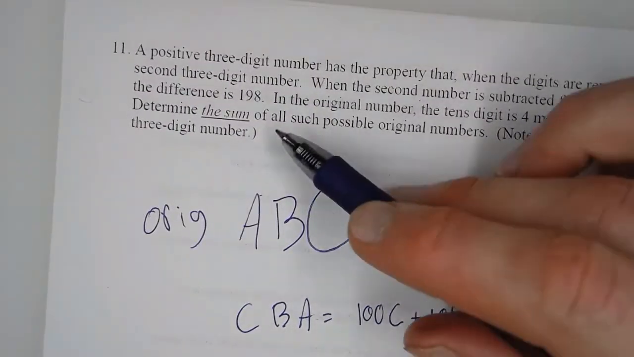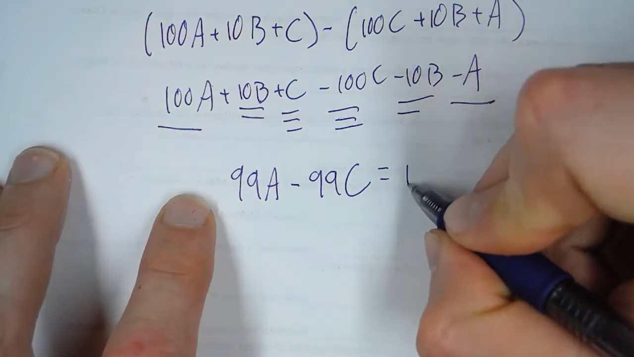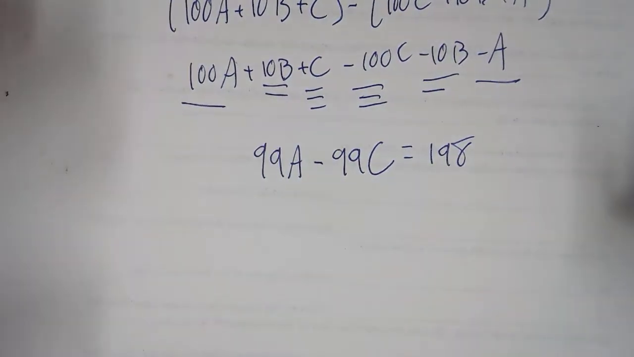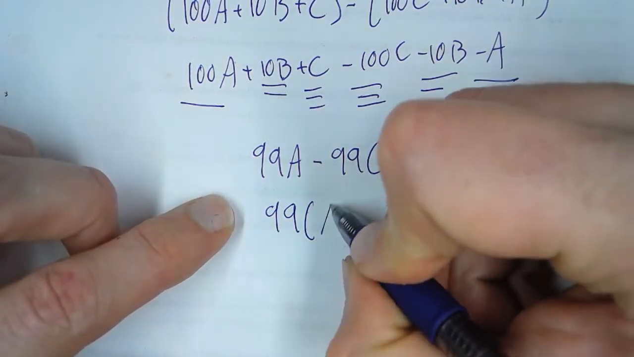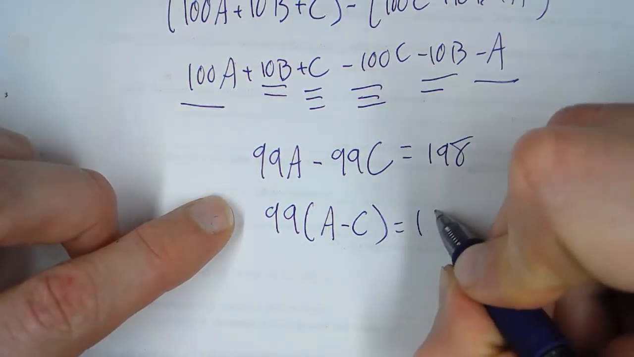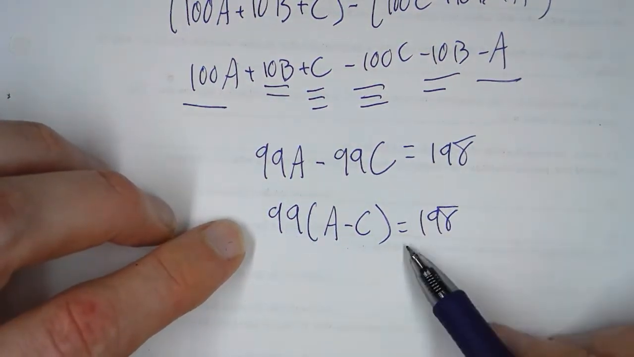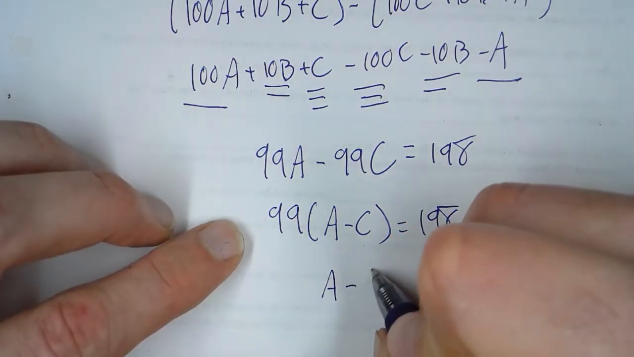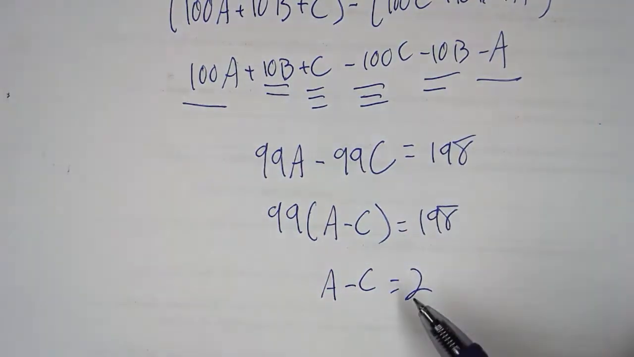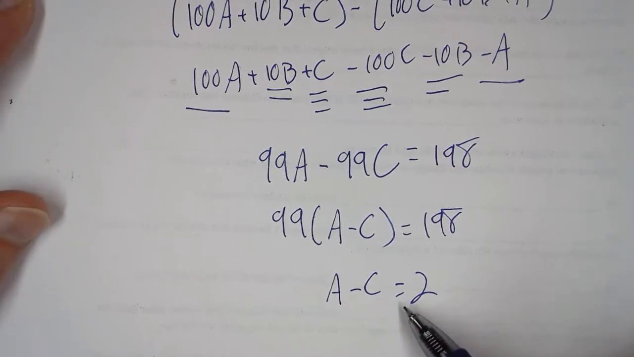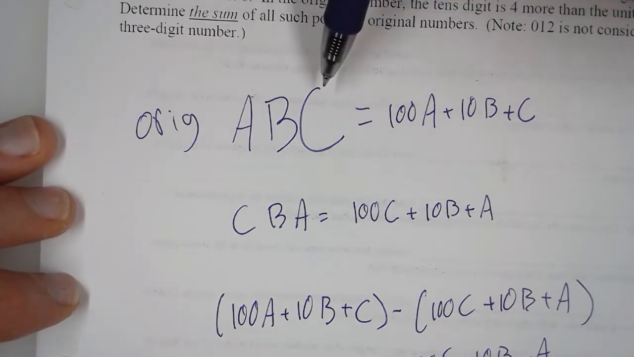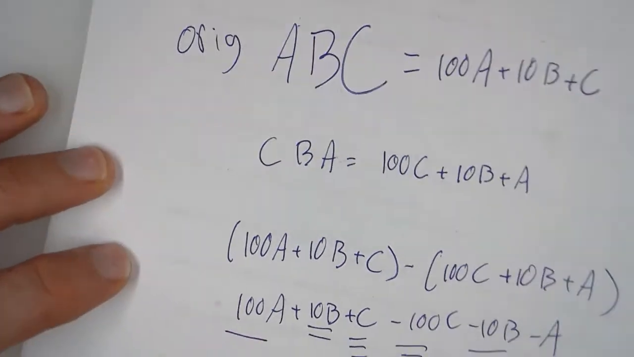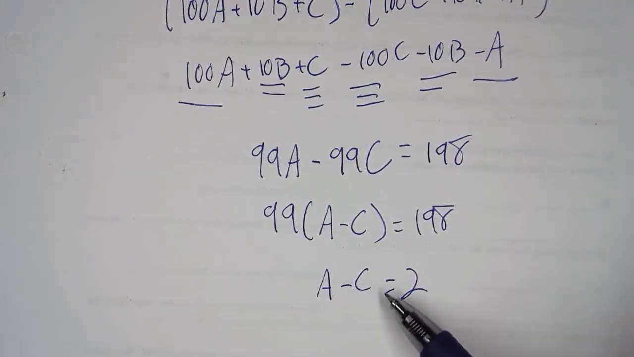But they tell us that the difference is 198. All right. Now these two terms have 99 in common, so we can factor it out. 99 times (A minus C) equals 198. And if I divide 99 to the other side, we get 2. Now this piece of information is very, very crucial because if we think back, what is A? A is the number in the hundreds place. C is the digit in the units place. This is telling us that the hundreds digit is 2 more than the number in the units position.